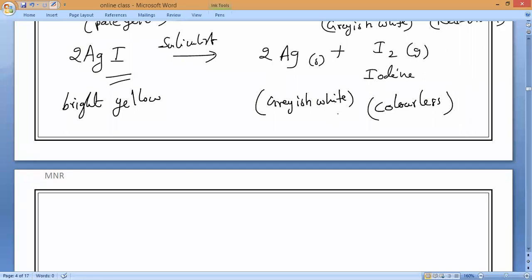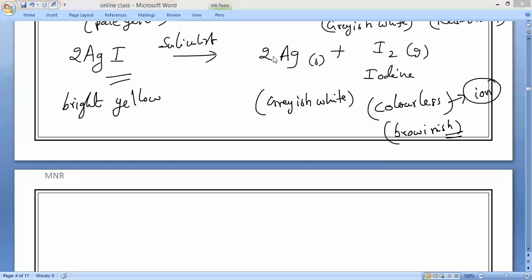But remember, iodine in gas form is colorless, but if it forms a solution, it will acquire a brownish color. Iodine ions are colorless, but in solution they acquire the brownish color. Is it okay, guys? That is what you have to remember.